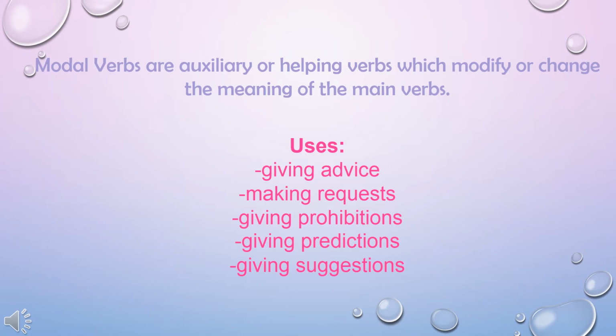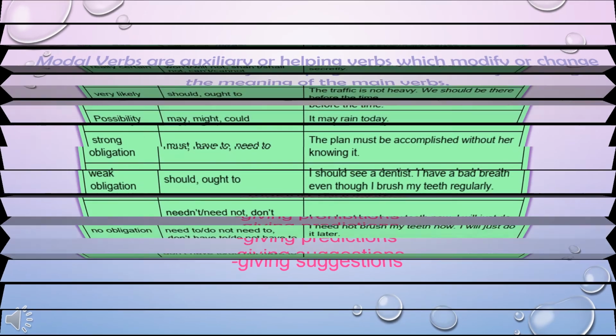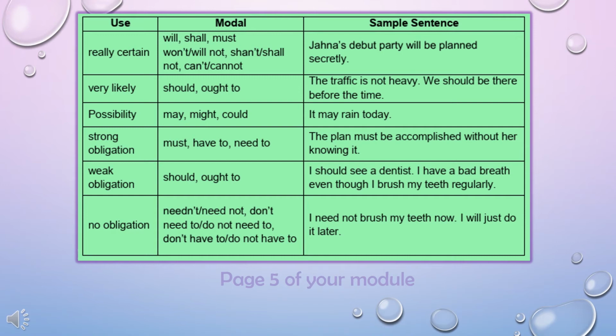Again, class, remember, modal verbs are auxiliary or helping verbs which modify or change the meaning of the main verbs. Uses: giving advice, making requests, giving prohibitions, giving predictions, and giving suggestions. This table can also be found on page 5 of your module, and we will see here the modals and their uses and a few sample sentences.